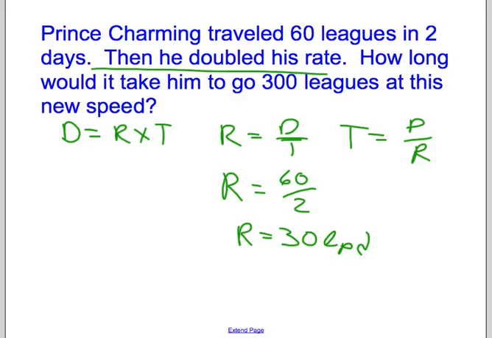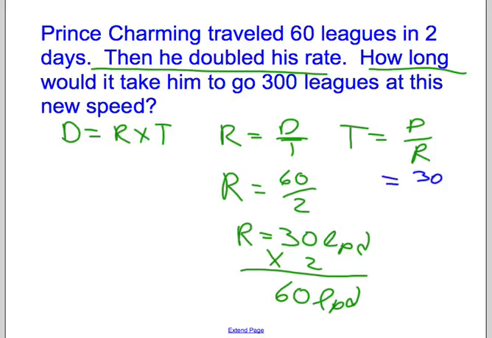Then we can go in here and say that his rate doubled. So if he was going 30 leagues per day and we double that, then that would become 60 leagues per day would be the new rate, correct? If you're traveling 30 miles per hour and you double it, you'd go 60 miles per hour. 30 leagues per day, doubled makes 60 leagues per day. Then the question goes, how long would it take him? That's time. We're going to be using this one. How long would it take him to travel 300 leagues at the new rate?